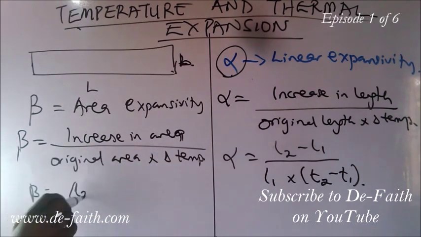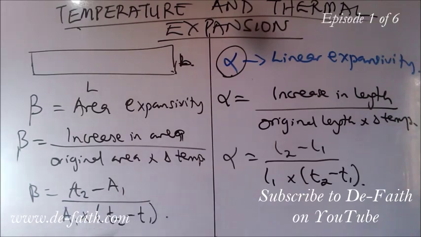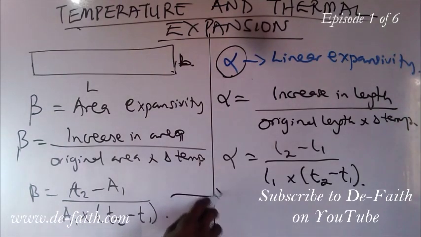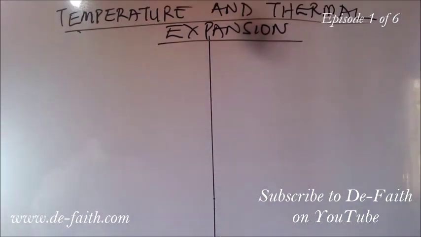So we have it as A2 minus A1 over original area multiplied by T2 minus T1. And we should not forget that beta is equal to 2 alpha. That is, we get area expansivity from multiplying linear expansivity by 2. Next, we talk about volume or cubic expansivity of a material.